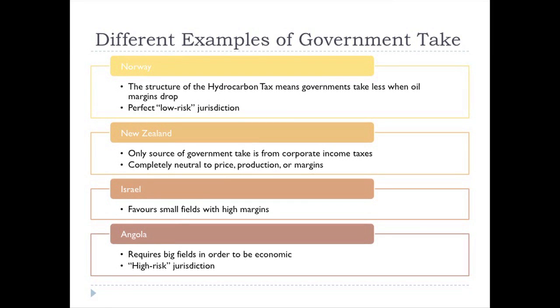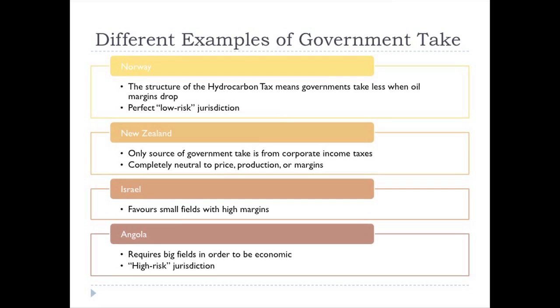So here we have different examples of how governments try to structure their taxes. Norway, if you drill a dry well, the government actually gives you 80% of the money back in cash. Very, very attractive. Very low risk. But the problem is that they take 80% of your divisible income to begin with. So it's a bit of a give and take. If you wanted a low-risk project and you're situated in Norway, you're in an excellent, excellent situation. New Zealand, completely neutral.